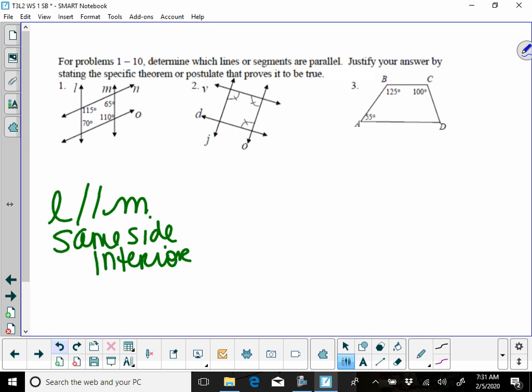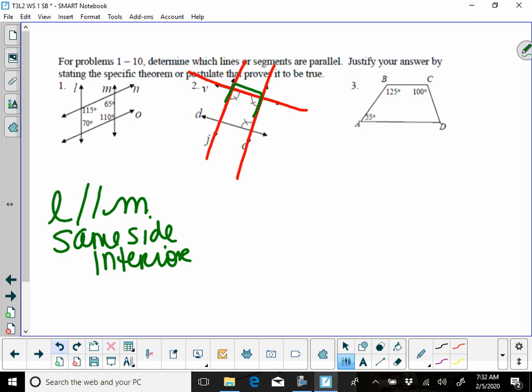For number 2 here, let's start with line J and line O. If I use the transversal of V, then right here on the inside, you see that these two are the same, but it does not tell me what their value is. Even if they're the same, they could both be 80 degrees, and 80 plus 80 is 160, not 180. If they're the same and they're right angles, I would be okay, but it does not tell me that.